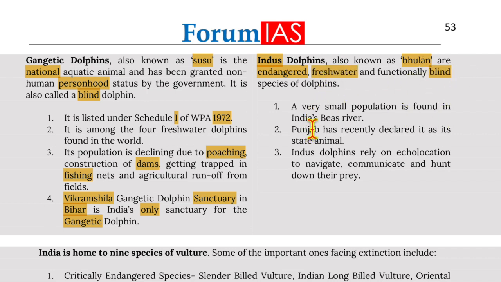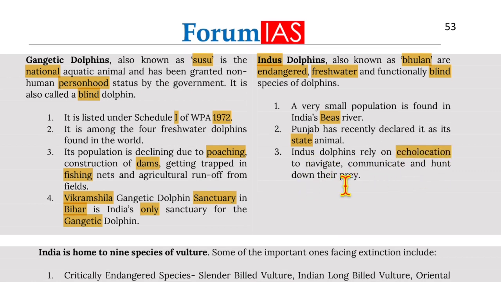A very small population is found in Beas River. Punjab has recently declared it as its state animal. Indus dolphins rely on echolocation to navigate, communicate, and hunt down their prey.